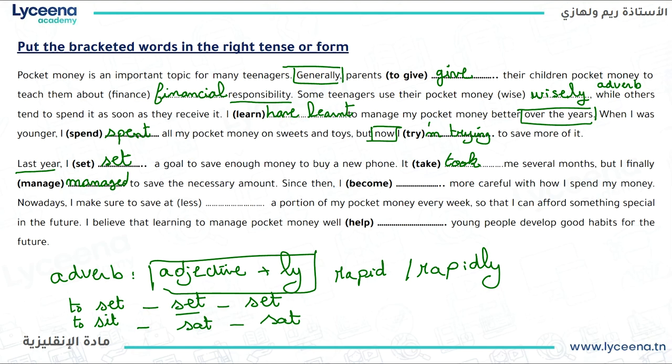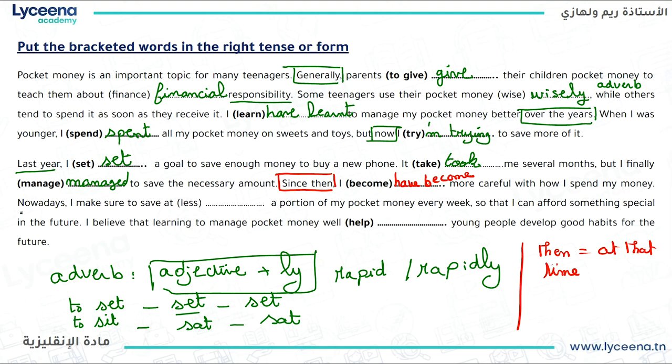Since then, donc here we have an indicator. Since then, what is then? Then here, pay attention, is a linking word. Then means at that time. At that time. Voilà. At that time, I became more careful. So since then here, of course, we use the present perfect. Become, is it regular or irregular? It is irregular. So I have become more careful with how I spend my money.